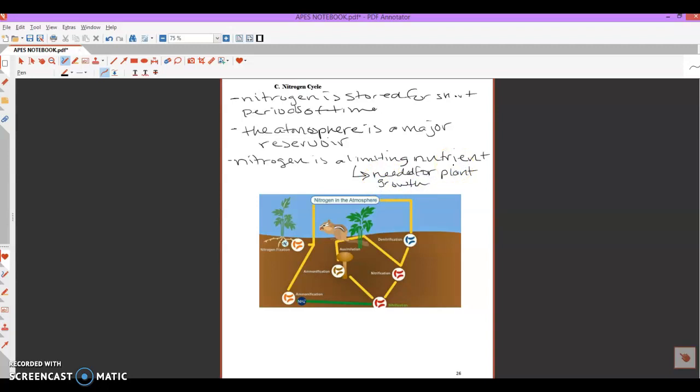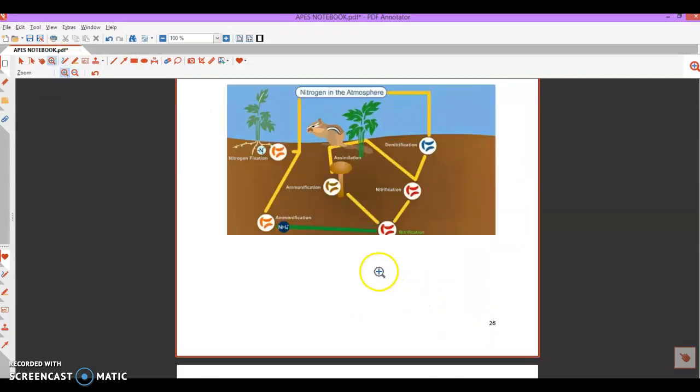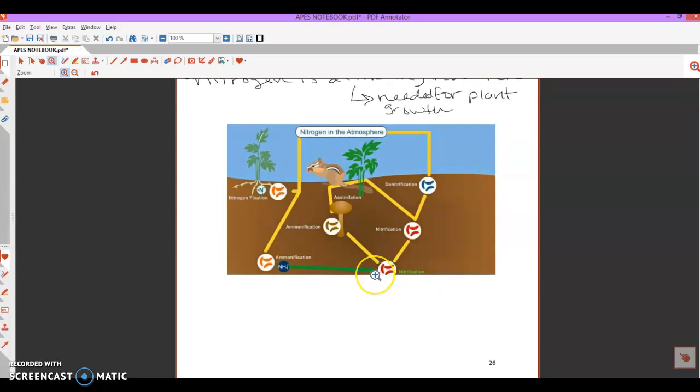Okay, so let's dive into the nitrogen cycle, and what I want to do is zoom in here because I want you guys to see these words up close. All right, so we know that the largest amount of nitrogen is in the atmosphere.